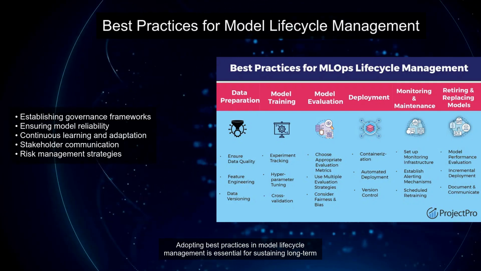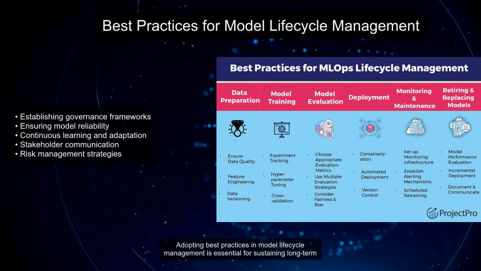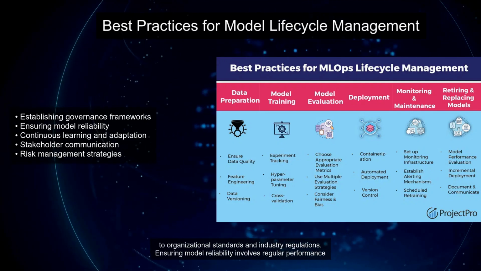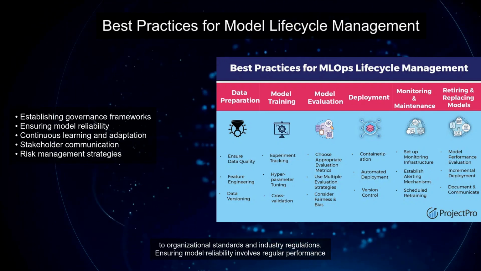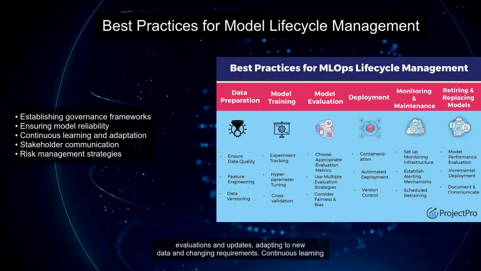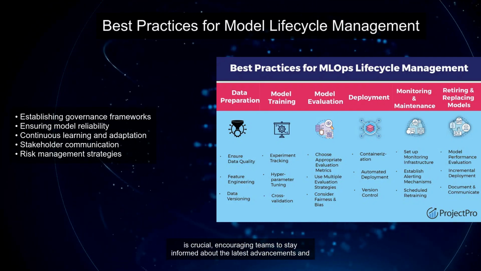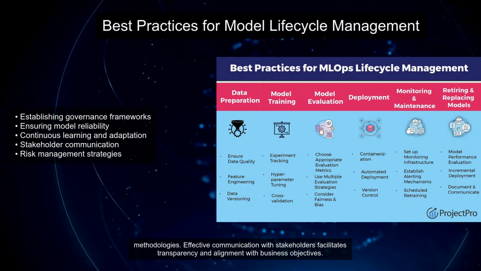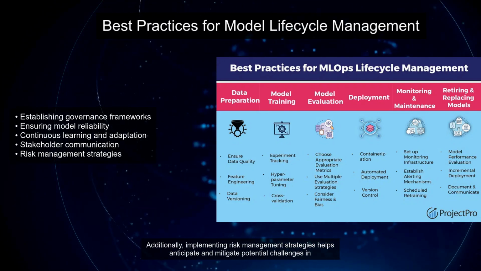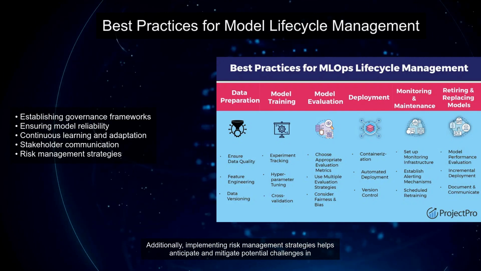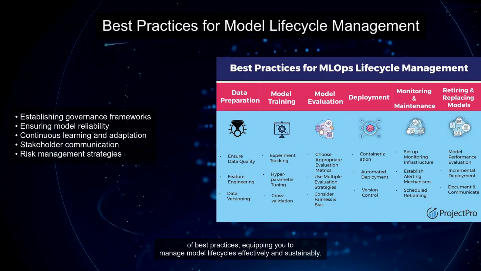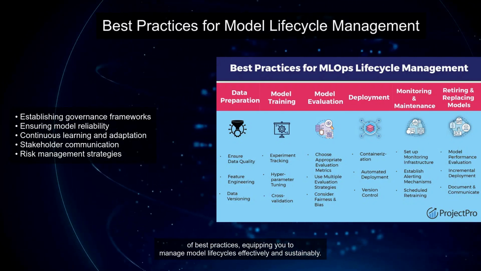Adopting best practices in model lifecycle management is essential for sustaining long-term success in ML operations. Establishing robust governance frameworks ensures that models adhere to organizational standards and industry regulations. Ensuring model reliability involves regular performance evaluations and updates, adapting to new data and changing requirements. Continuous learning is crucial, encouraging teams to stay informed about the latest advancements and methodologies. Effective communication with stakeholders facilitates transparency and alignment with business objectives. Additionally, implementing risk management strategies helps anticipate and mitigate potential challenges in the model lifecycle. This section will provide you with a comprehensive understanding of best practices, equipping you to manage model lifecycles effectively and sustainably.